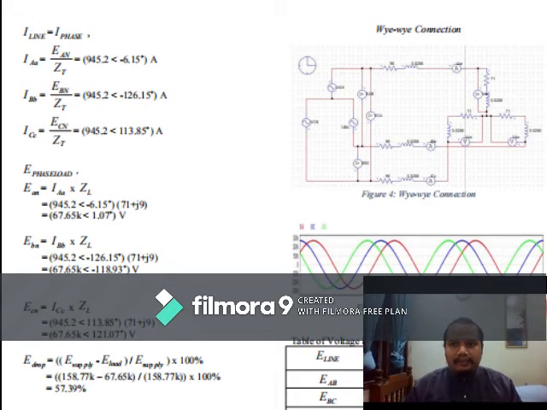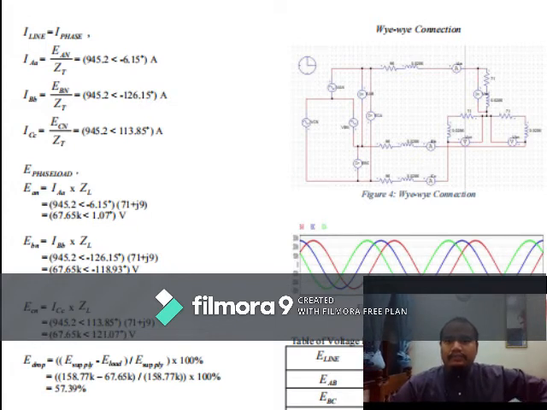As I line equals I phase, my current line equals current phase, it is the same. Current IAA from voltage AN divided by ZT, I got equal to 945.2, angle negative 6.15 degree ampere.